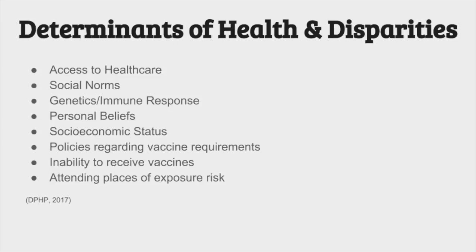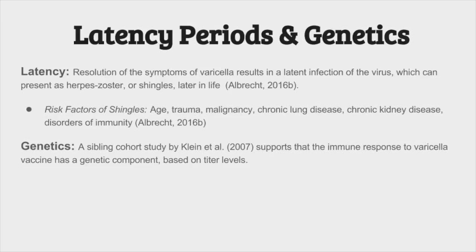Resolution of the symptoms of varicella illness results in a latent infection of the virus, which can present as herpes zoster or shingles, a painful unilateral vesicular rash of the dermatomes, occurring later in life. This occurs because the virus stays dormant in the dorsal root ganglia and becomes reactivated. Risk factors of developing shingles include age, trauma, malignancy, chronic lung disease, chronic kidney disease, and disorders of the immunity.